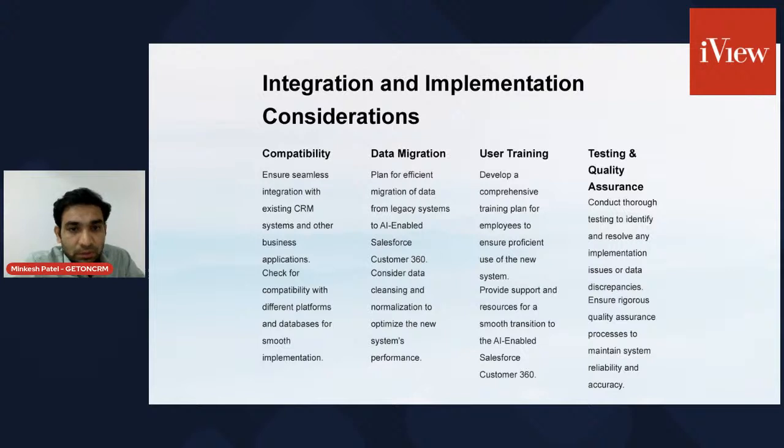The third thing is user training. User training is pretty much required, because it is not easy to adopt the system. It is not easy to make full utilization of Salesforce until and unless that person gets some benefit out of it.